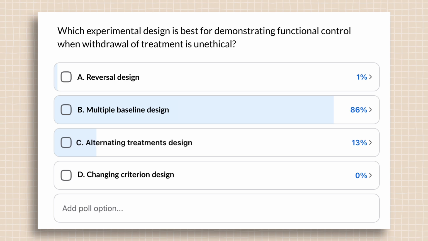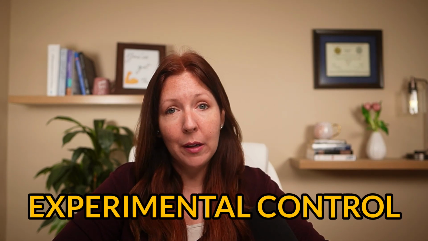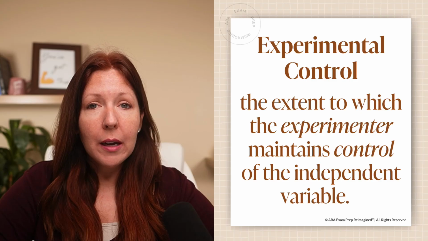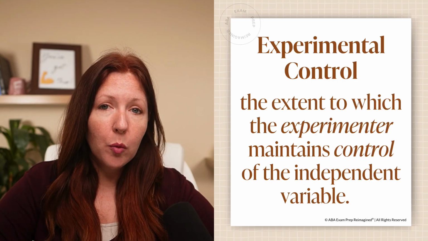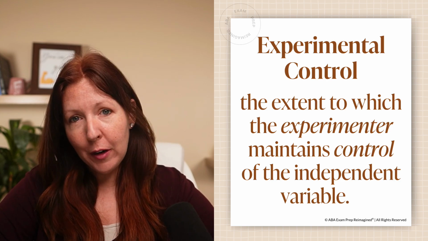Well, first, let's look at the question itself. The question says which design is best for demonstrating functional control. But functional control is not usually used like this in this context. Usually when we talk about research and experimental design, we're referring to experimental control, which is what I'm going to assume is meant here. As a quick reminder, experimental control is the extent to which the experimenter maintains control of the independent variable, hence experimental control.